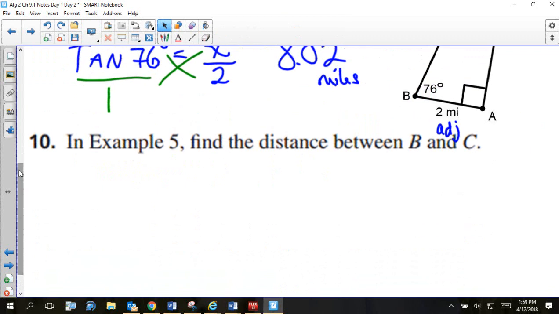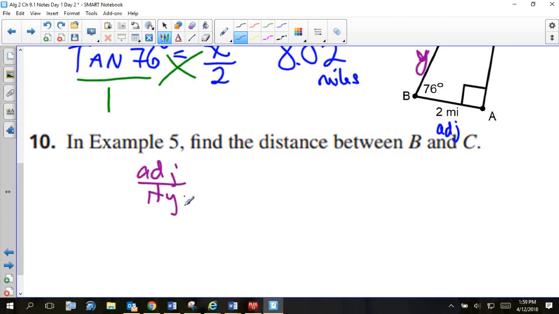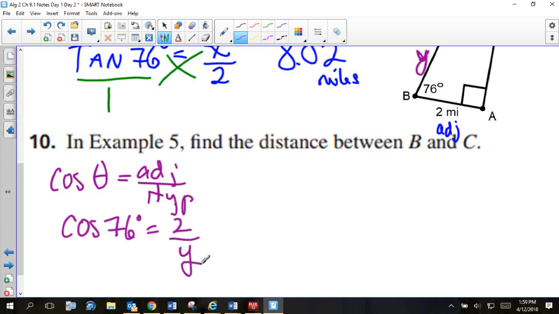So if we're finding the distance between B and C, I'll just call that Y. There we go. According to the angle 76, Y is the hypotenuse. And we know the adjacent. So we'll be using cosine. So the adjacent is 2, and Y is the hypotenuse. So we put that over 1.